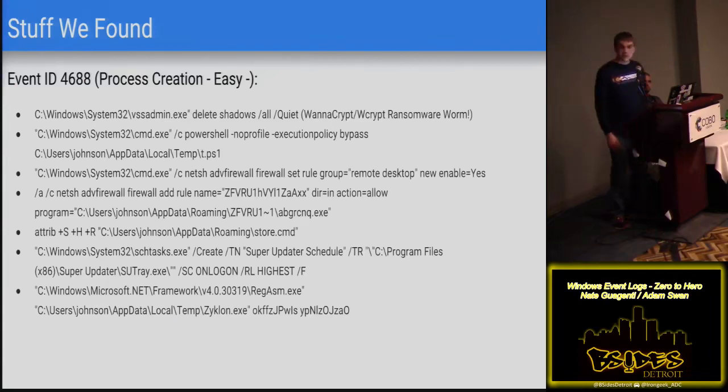So VSSAdmin was recently used by the WannaCrypt ransomware. Those were headline news. They used VSSAdmin to delete the shadow copies. Shadow copies are just backups of all your files. So with a lot of ransomware, the first thing they'll do is delete those shadow copies if they have admin, and then start encrypting your files. Yeah, if you're not familiar with any of these and you've seen them on your network, you're most likely in trouble.